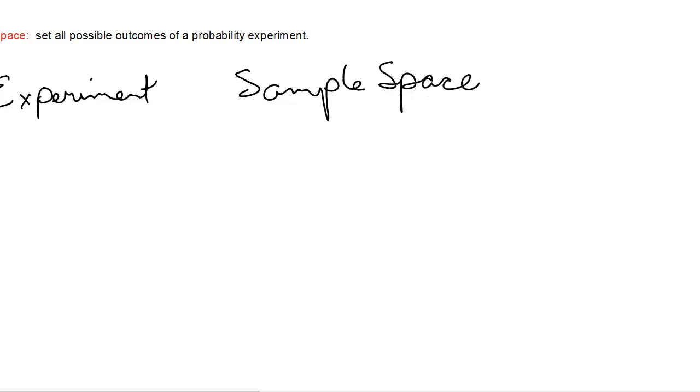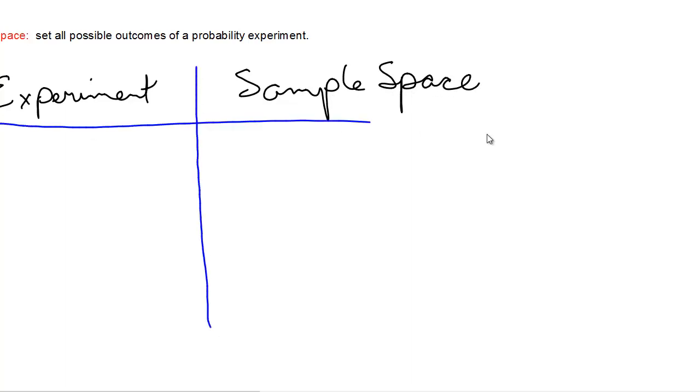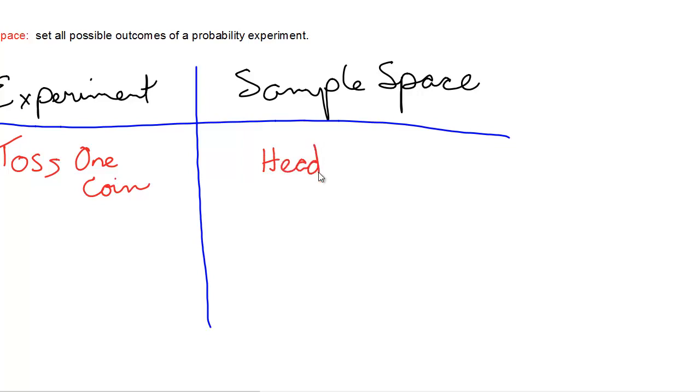So one experiment might be that we toss one coin. So think about, what is the sample space of tossing one coin? Well, tossing one coin, I can get either a head or I can get a tail. Therefore, my sample space is head or tail. The two of them together make up my full sample space.